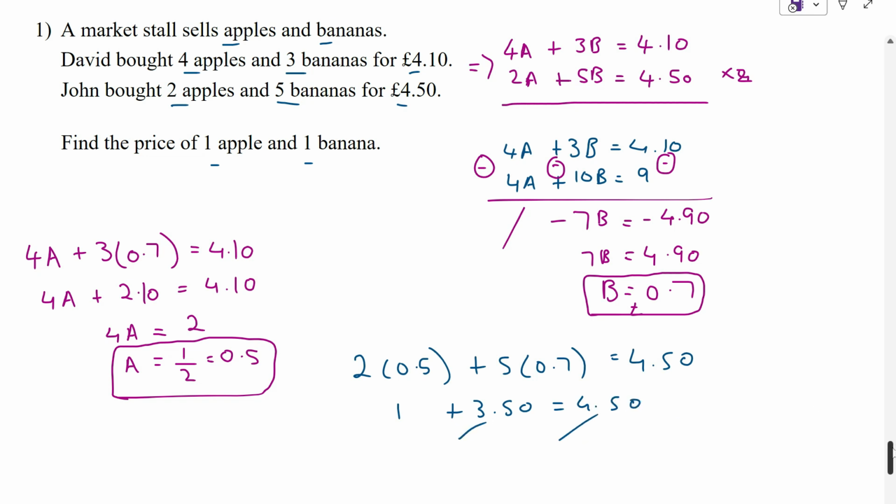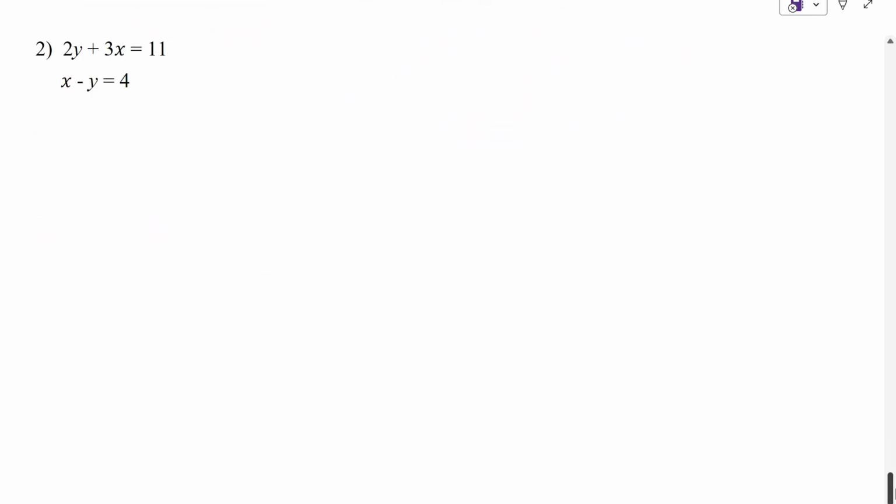Okay, now for the last question. This one isn't worded, so let's just get straight into it. We need to rearrange one of the equations so that the x's and y's are lined up. So we'll go ahead and rearrange the top equation, so it's easier for us to cancel out. So we're just moving the x's and y's around. So 3x plus 2y equals 11. X minus y equals 4.